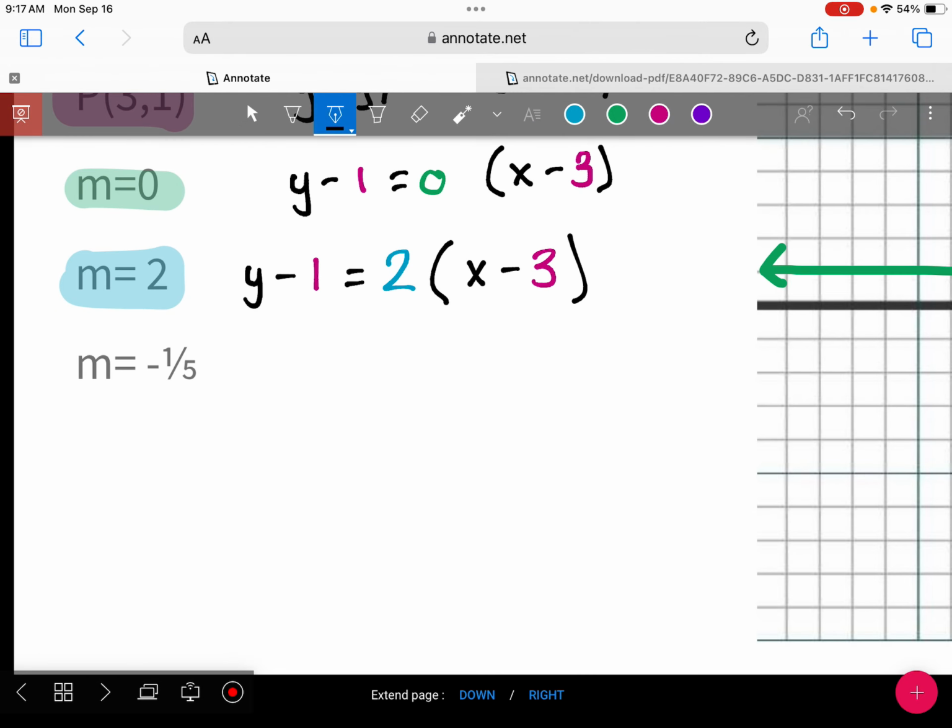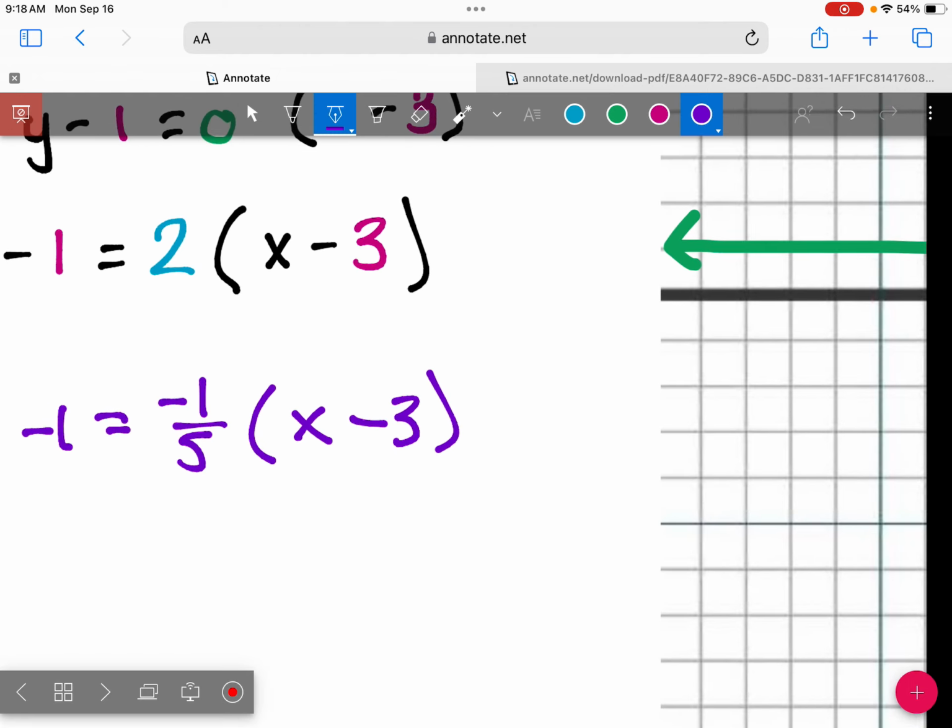Last one like this, what's my equation going to be for this purple one? y minus 1 equals negative 1/5 x minus 3. So it's still going through that same point, still starting at that pink point.